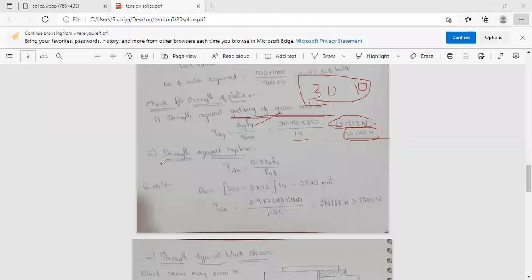And we have to find out the strength against rupture. That is nothing but Tdn, that is equals to 0.9 An fu by gamma m1. An means net area. Net area 300, net area, wait.